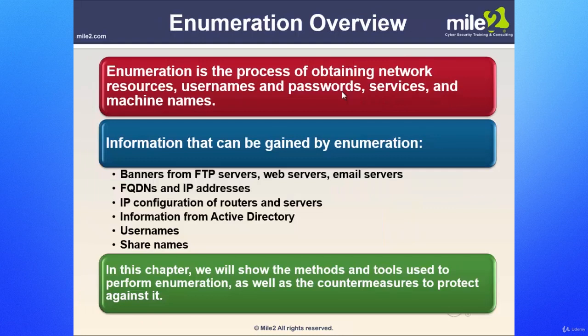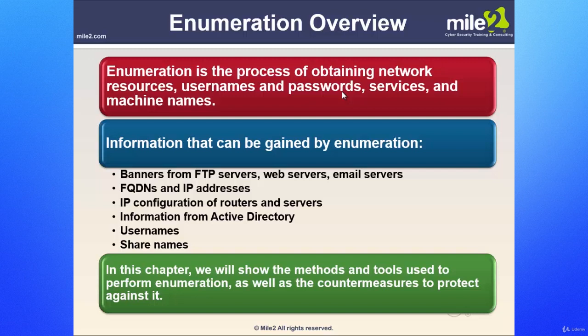So here we're going to be looking into enumeration, which is basically the process of obtaining network resources, usernames and passwords, services, and machine names. Information can be gained by enumerating banners, also referred to as banner grabbing, from FTP servers, web servers, and email servers. Now, hopefully you've got this down already. FTP servers, meaning port 21. Web servers, meaning port 80 or port 443. Email servers, port 25. Right?